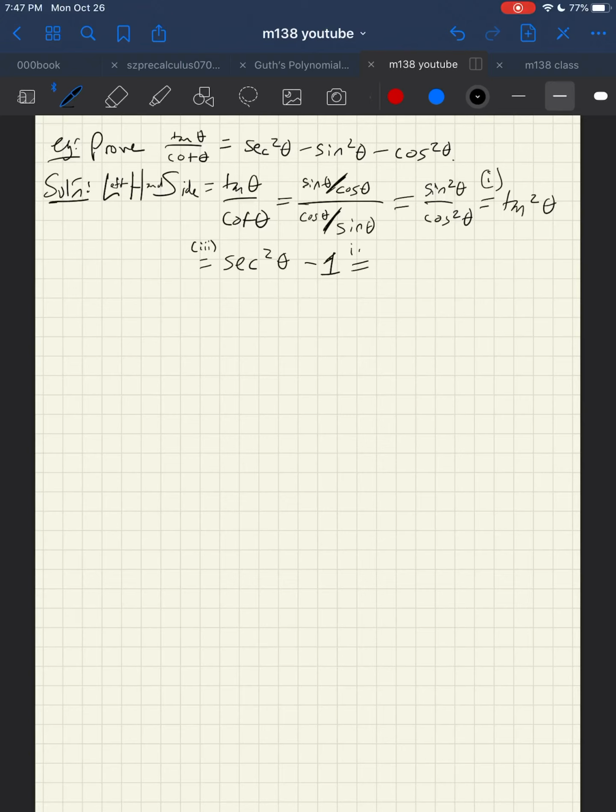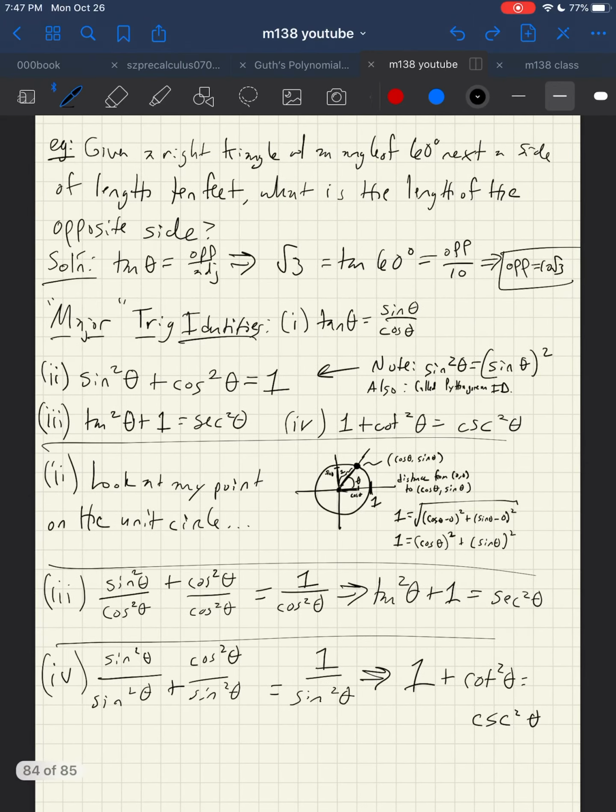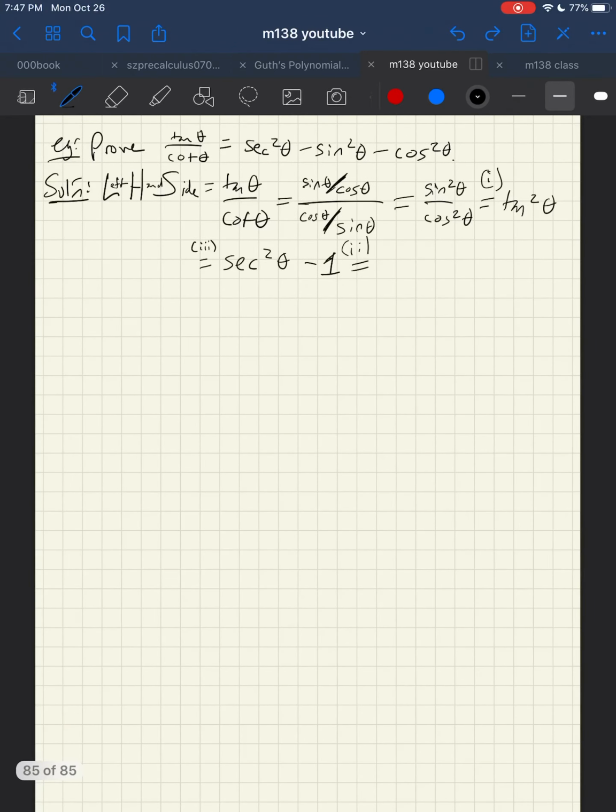And finally, by identity number 2, I'm going to rewrite this 1 as sine squared plus cosine squared. Now, you might say, but those are subtracted, but that's because this is a minus 1. So if sine squared plus cosine squared is plus 1, then minus 1 is going to be minus sine squared minus cosine squared, right? So this is going to be secant squared theta minus sine squared theta minus cosine squared theta, and that is exactly the right-hand side. So we're done, right? I just showed that this side is the same as this side, step by step.